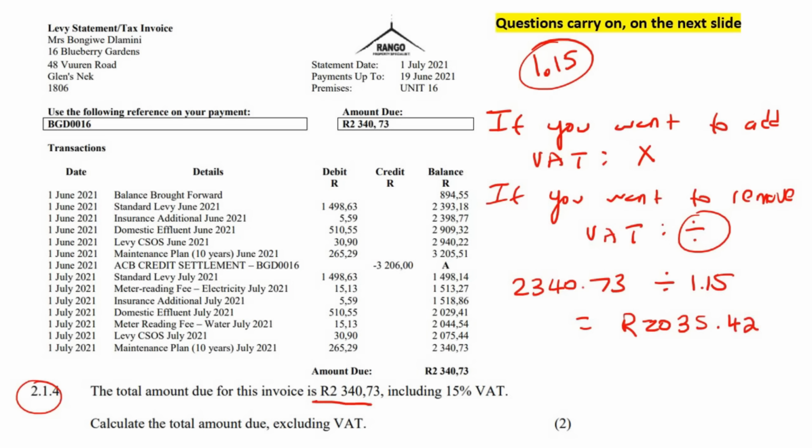So let's just see that we've answered the question. Calculate the total amount without the VAT. Yes, there's the answer. If they then asked you what is the VAT, you could then just say this number minus that number.